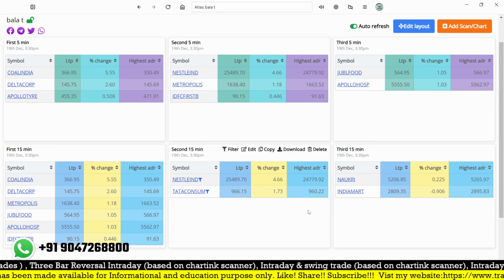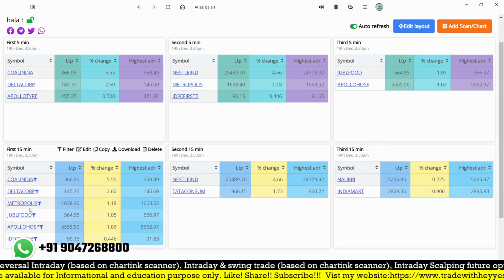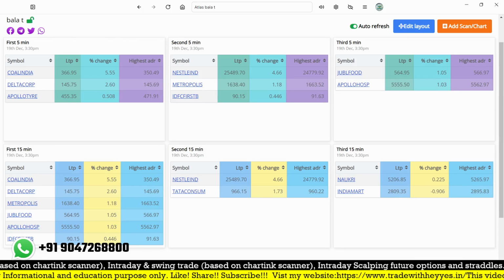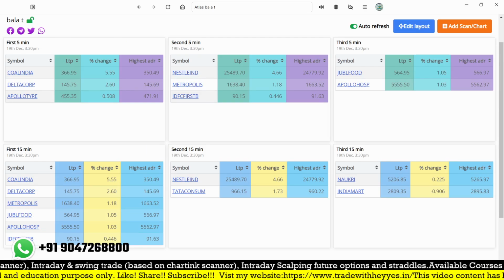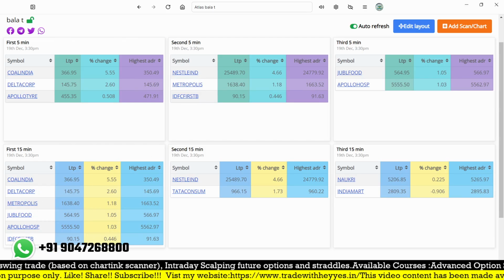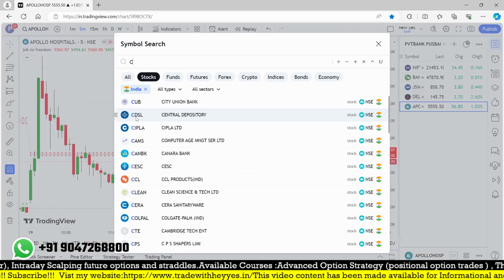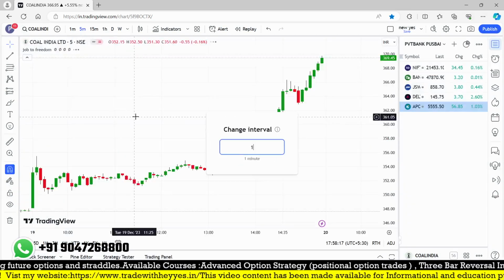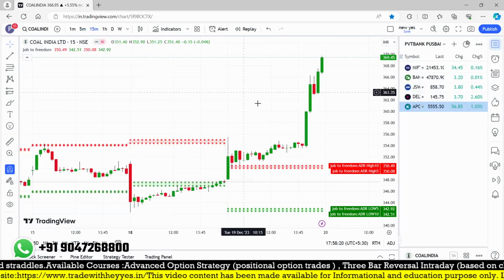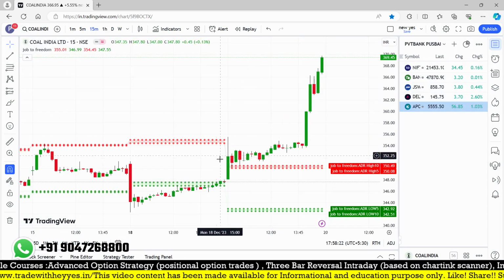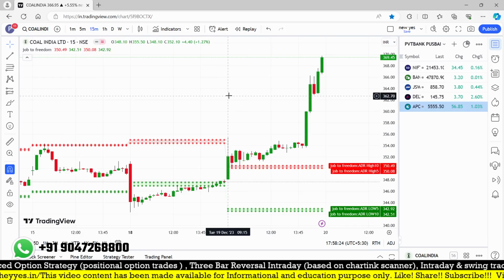So at 10 o'clock, Naukri and India Mart. Okay, so let me go for Coal India as the first candle. In 15 minutes, Coal India, Delta Cup and Metropolis. Let me check this. Whatever stocks are in the first 5 minutes will be available here. Coal India was initially not broken. In 5 minutes maybe it broke, but the 15 minutes high is never broken. I hope you've seen that.